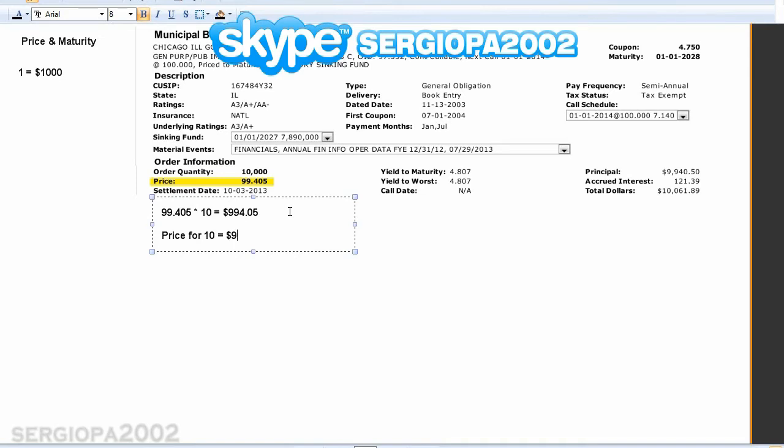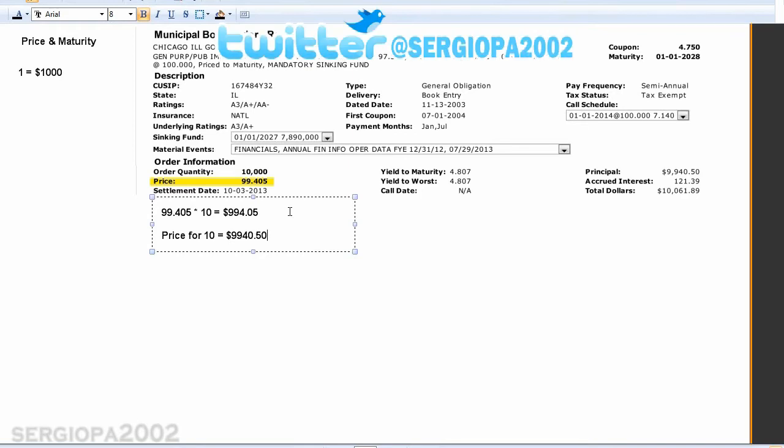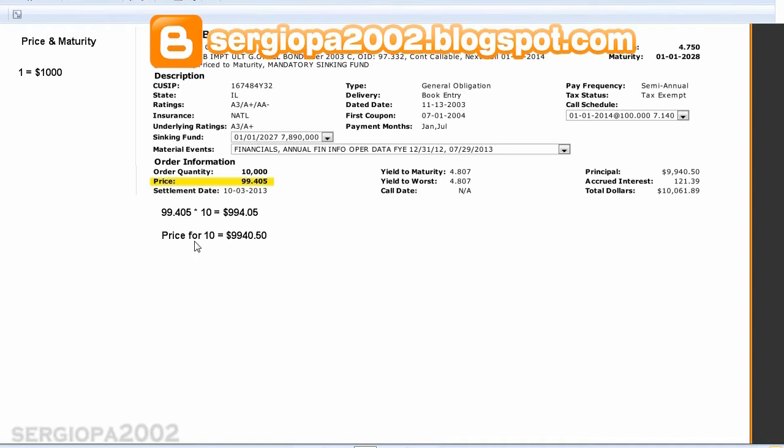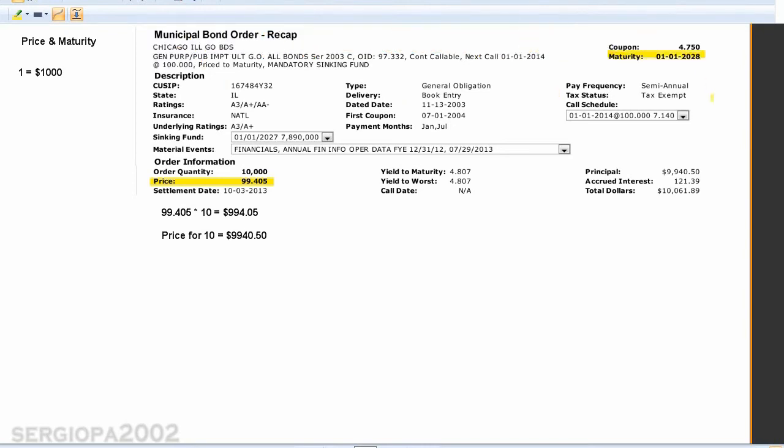so $9,940.50. Now remember, because this bond has a maturity, and so it expires at a certain date, and that is indicated in the listing always, and it's called maturity. In this case, this bond expires or matures on January 1st, 2028. That means that at that date, you're going to get your money back.